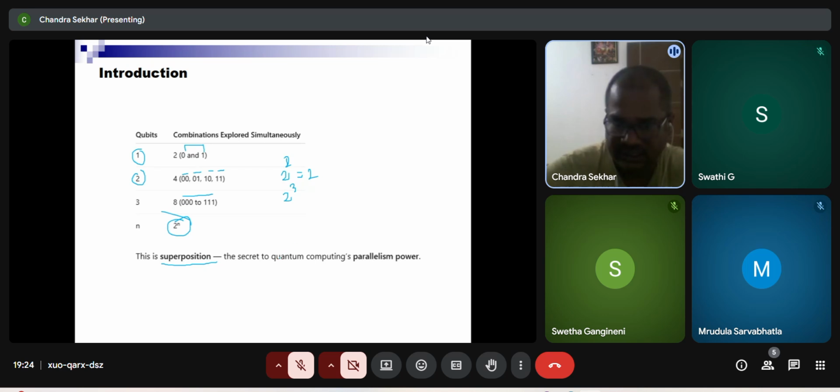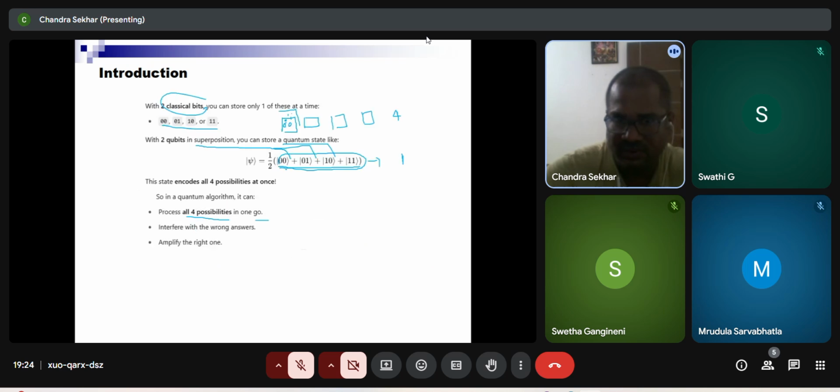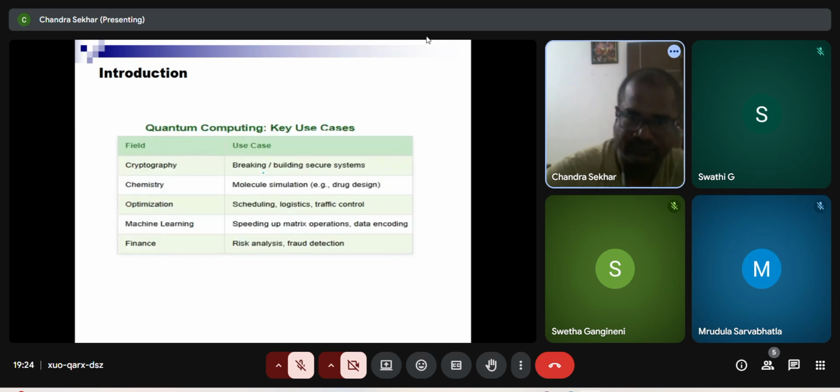The secret to quantum computing is parallelism power, and that parallelism comes from superposition. What is meant by superposition? Representing these four, or these eight, in a single variable. This is the entire quantum computing. All four combinations with 2 qubits together, 8 with 3 qubits, 2 to the power 4, 16, with 4 qubits, you can play with at a time, in parallel.